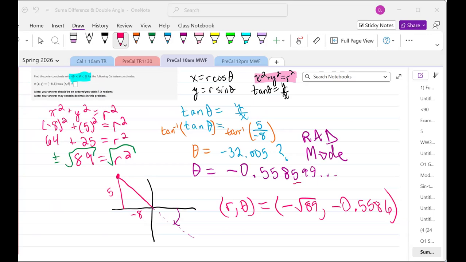Yes, if the angle was already pointing into the quadrant that the point was in, then we'd use the positive radius.